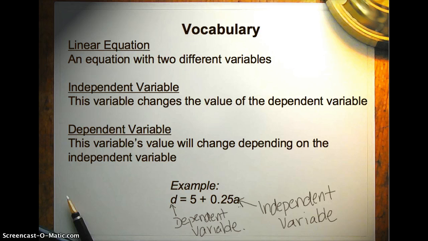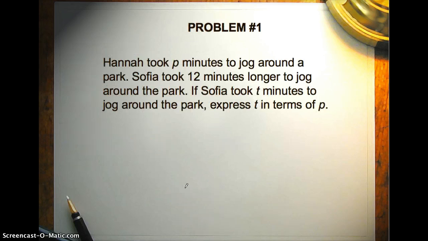Alright, let's try our first problem. We have 5 problems today. Here's our first one. Hannah took p minutes to jog around a park. Sophia took 12 minutes longer to jog around the park. If Sophia took t minutes to jog around the park, express t in terms of p.